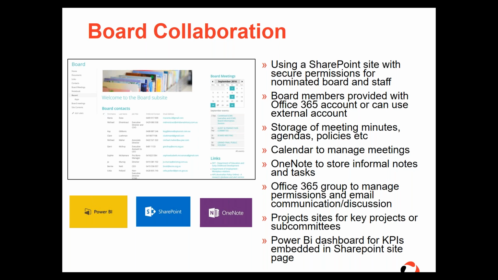So set up a SharePoint site and you can choose who gets access to it. So typically you'd give access to the board and a couple of key staff, including the CEO. Board members in Office 365 as volunteers, they are generally eligible to get an Office 365 account if you want them to have an organizational email address and access.